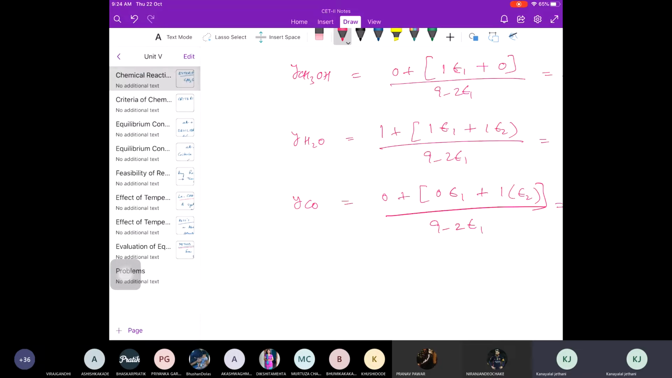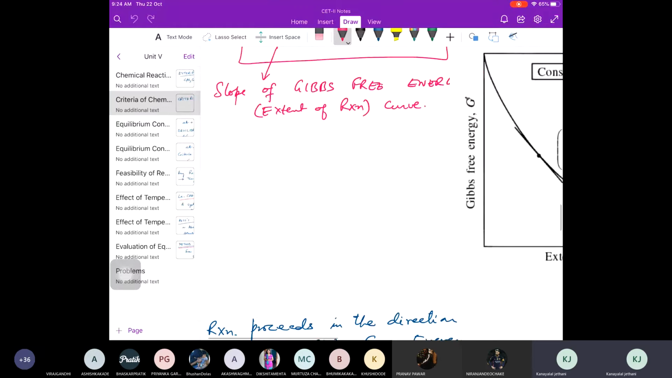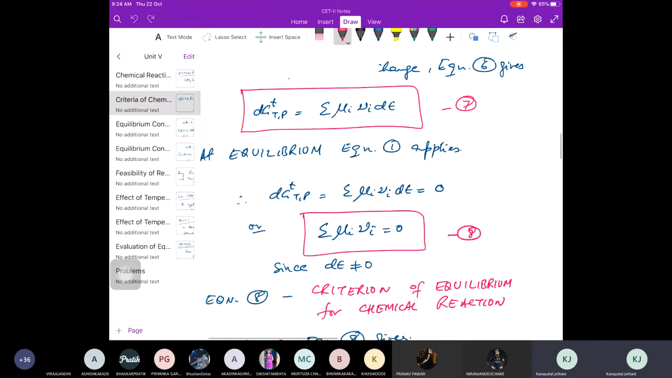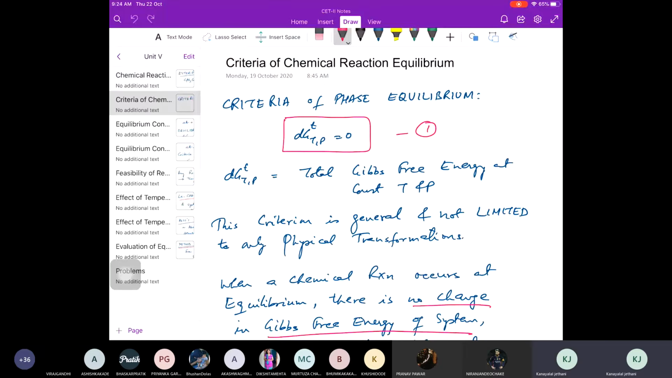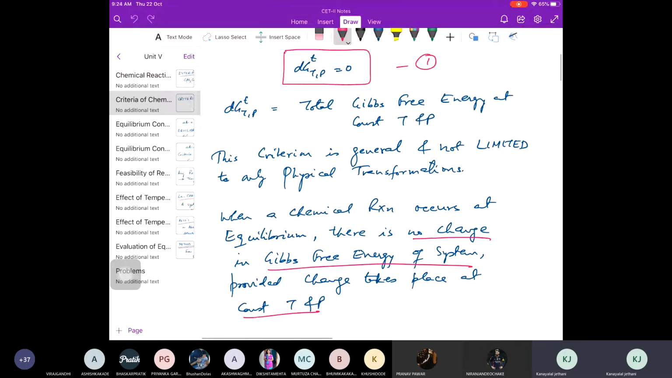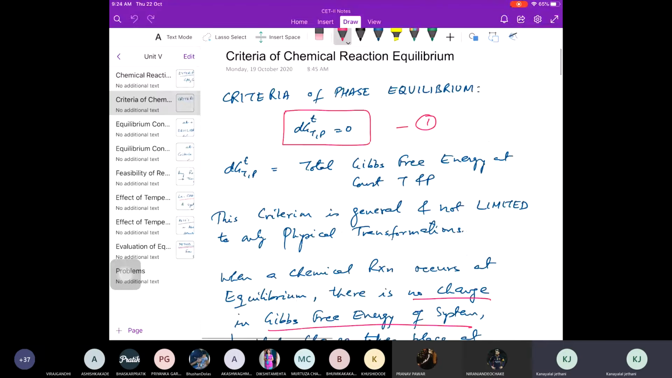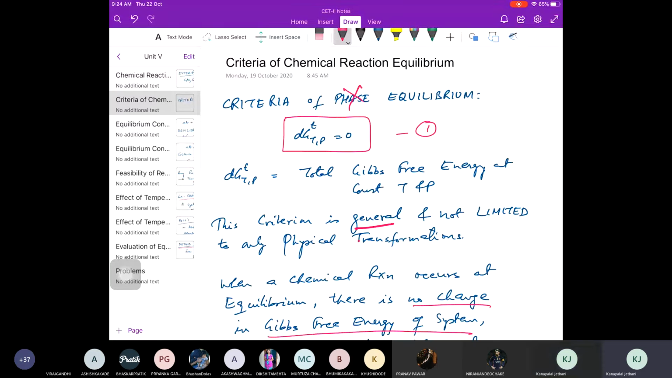Let's proceed further. Now we're going to look at criteria of equilibrium for a chemical reaction. You have seen the criteria of equilibrium; we derived it in general. For phase equilibrium we derived that dG, the change in Gibbs free energy at constant temperature and pressure, is equal to 0. But this is a general criterion. It's not only for phase equilibrium. So I can remove this thing here. This criteria of equilibrium, we don't say it is for phase or whatever. So this is applicable at equilibrium.